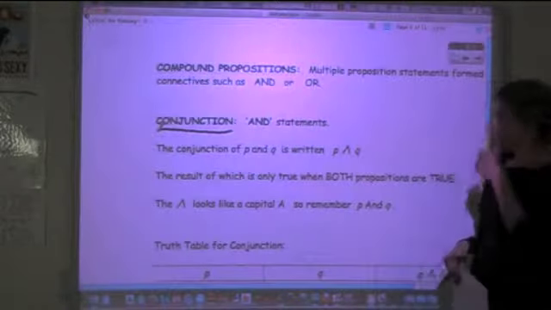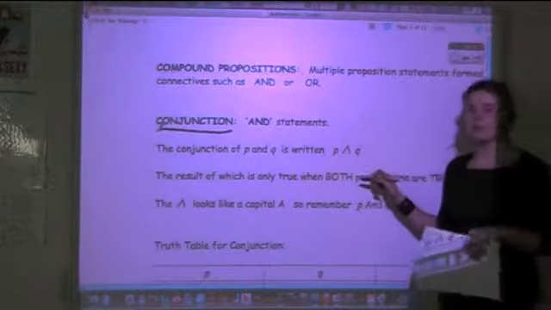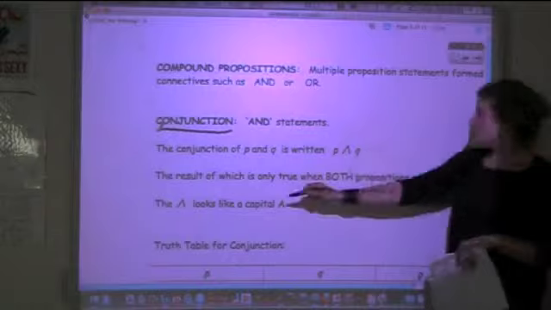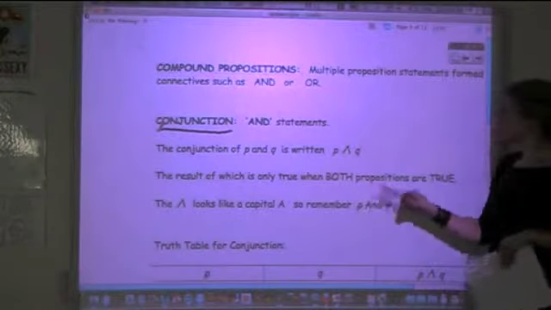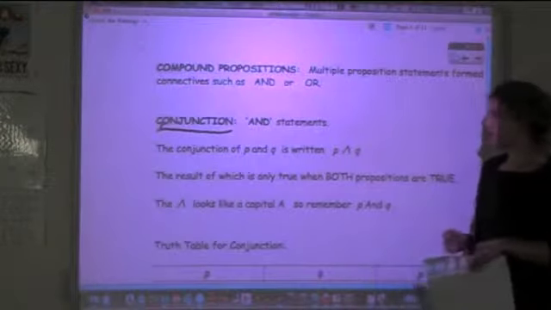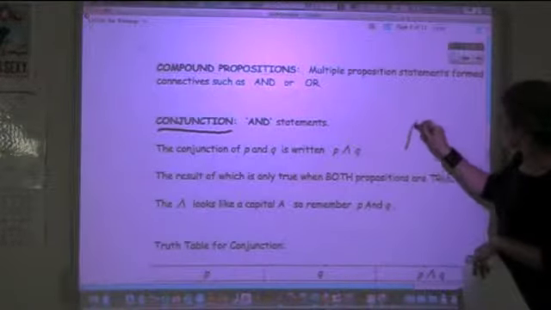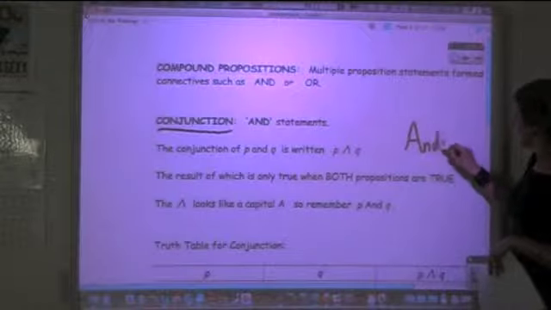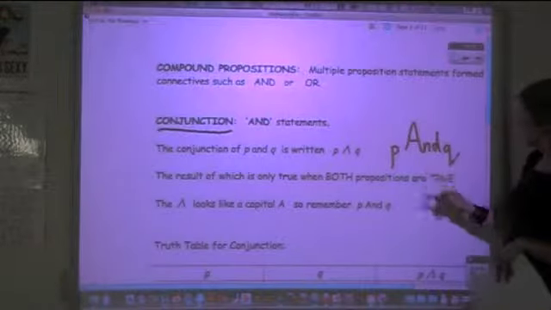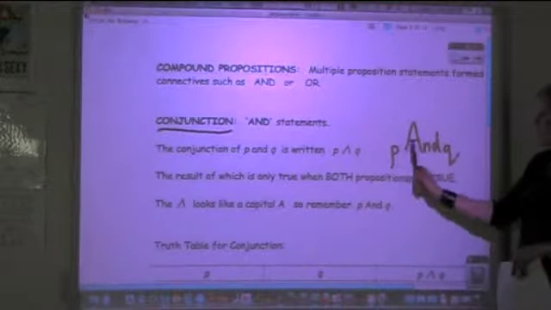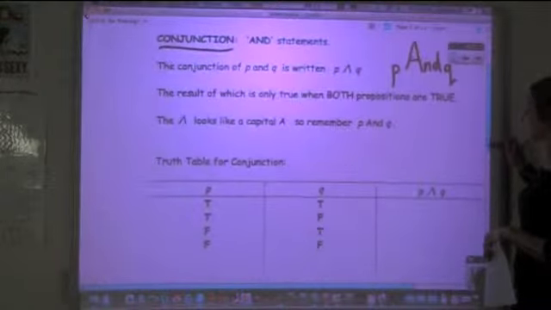So if we've got 2 propositions, one P and one Q, the conjunction is P and Q. And what that means is the result of the proposition of the conjunction P and Q, the result is only true when both propositions are true. How do I remember this? Well, this sort of upside down V here looks a bit like a capital A for and. So that's how I remember it, that the conjunction is only true when P and Q are true.